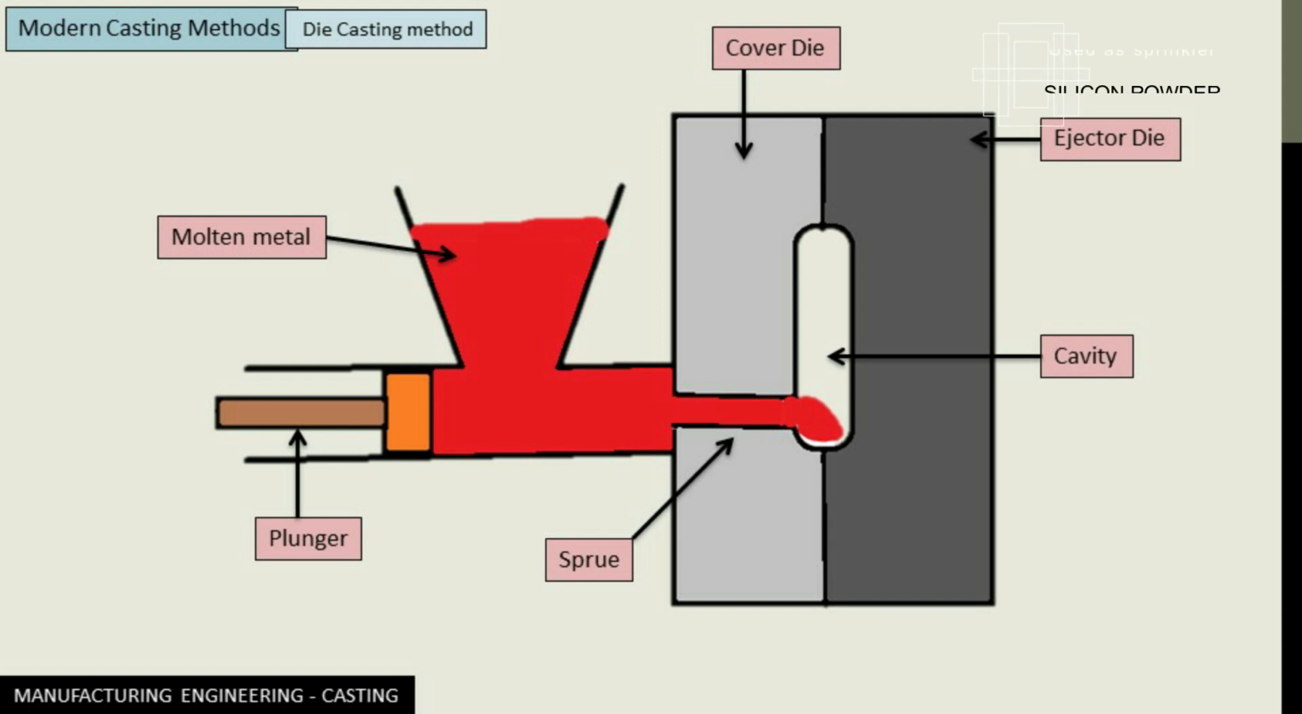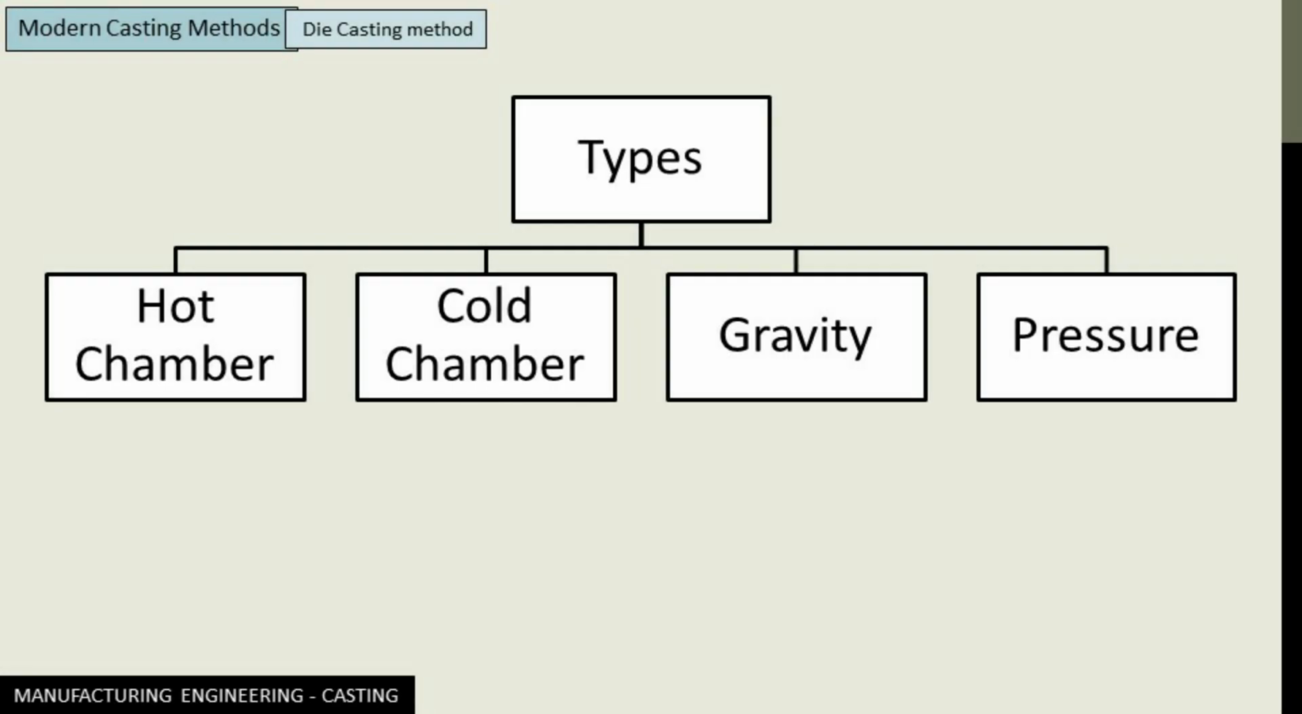Silicon powder is also used as a sprinkler inside the cavity to avoid bond formation between the molten metal and the mold. Now the die casting method is divided into four types: hot chamber die casting, cold chamber die casting, gravity die casting, and pressure die casting.